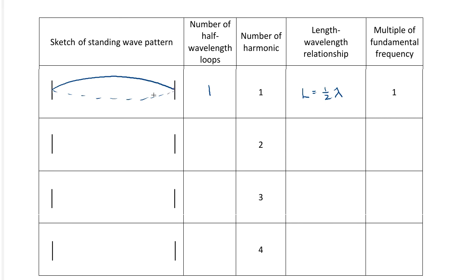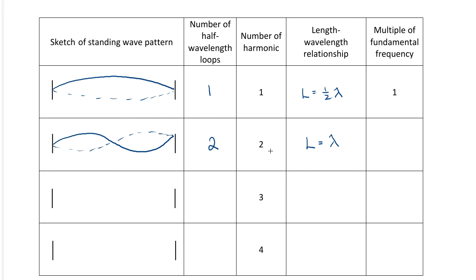If we increase the frequency now, we can get another pattern that looks like this, which is one full wavelength fitting on the string. So we have 2/2 wavelength loops. We call this the second harmonic, and the length of the string, L, is equal to the wavelength of the standing wave pattern, which is actually also equal to the wavelength of the incident and reflected waves as well. The frequency to get to this is double that of the first. So let me explain. If I go from here to here, you can see that the wavelength is halving. The wavelength here is twice as long as it is here. So if the wavelength is going to be multiplied by 1/2, then the frequency must be multiplied by 2 to maintain the equality of the universal wave equation.